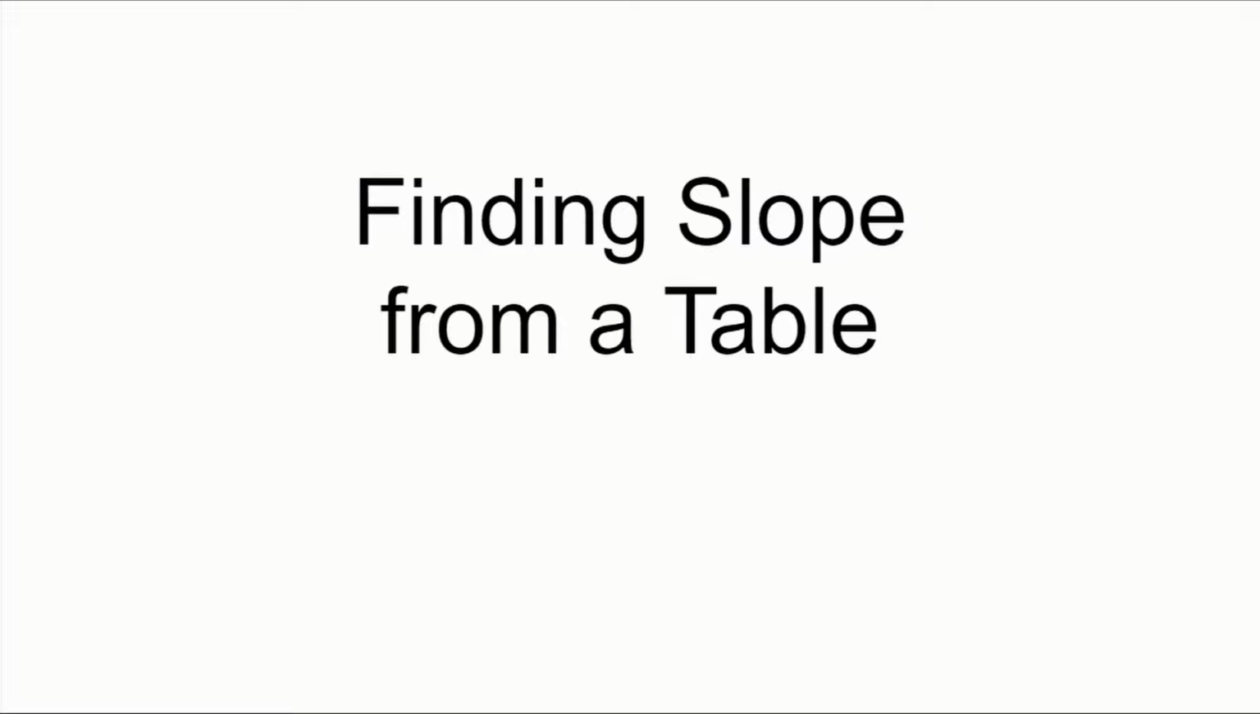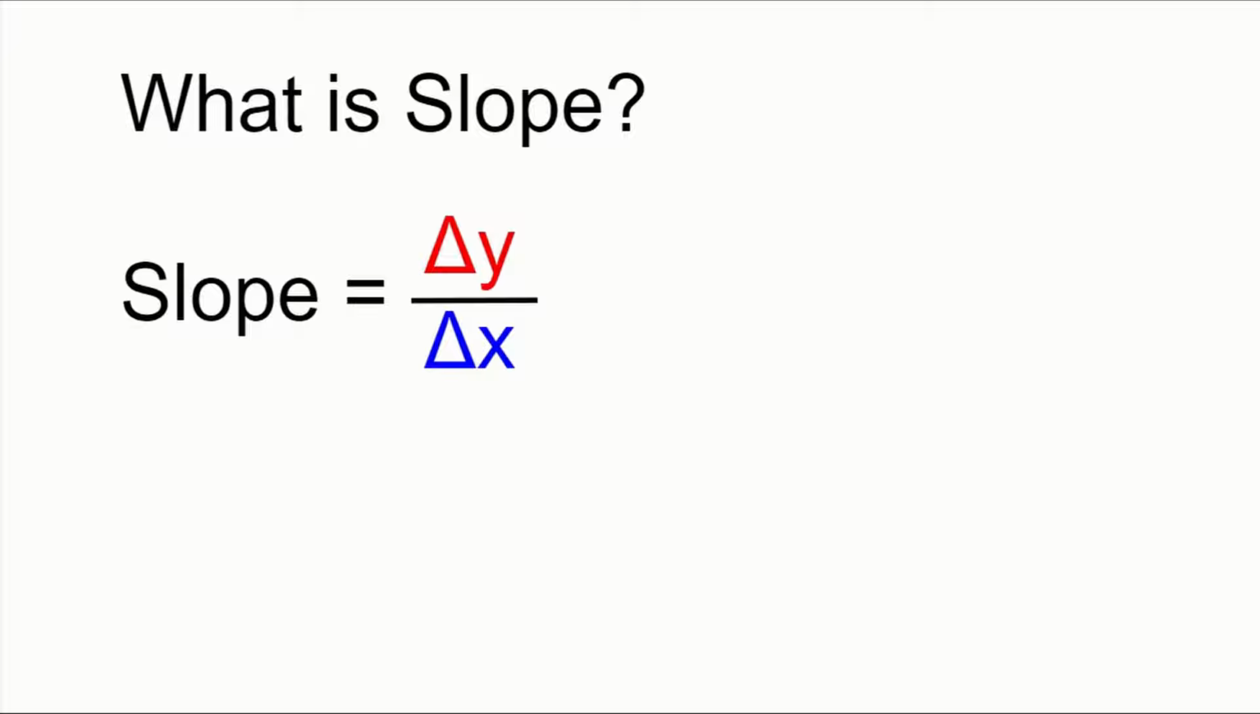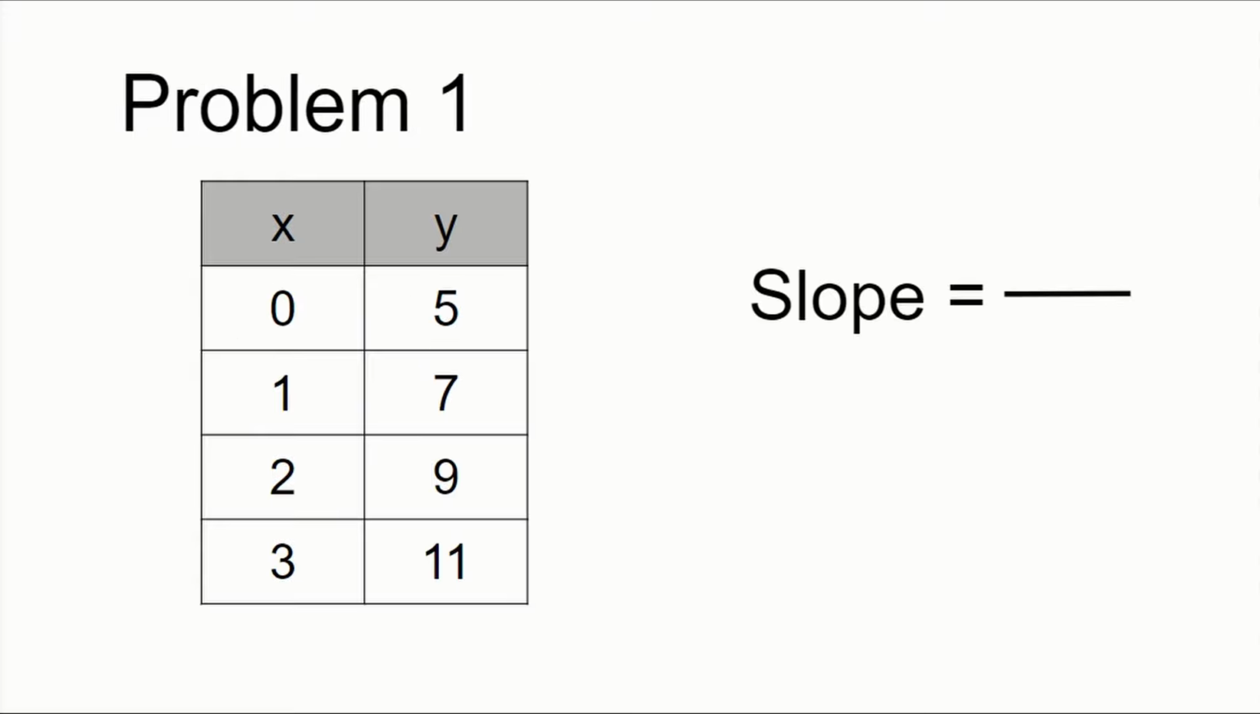Finding slope from a table. What is slope? A slope is a ratio of the change in y over the change in x, and a constant slope helps us determine whether or not a pattern is going to be linear. Problem 1. How can we find the slope from this table?